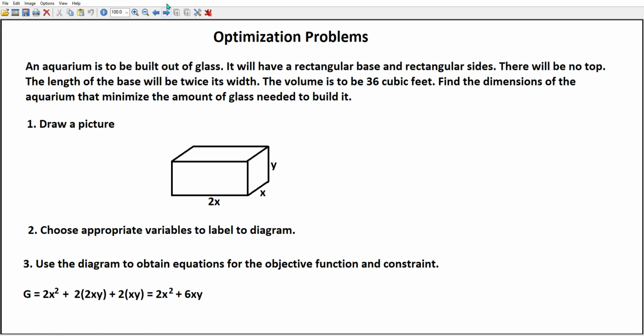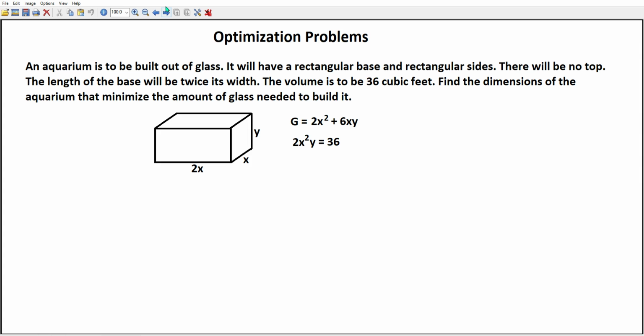Now the constraint is the volume has to be 36 cubic feet. So V equals 2x squared times y, and that's 2x times x times y, and that's got to be 36. Next step is to use the constraint to solve for one of the variables, and we get that y is 36 over 2x squared, or 18 over x squared.